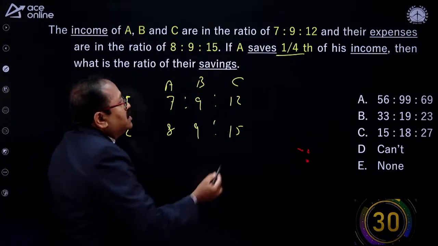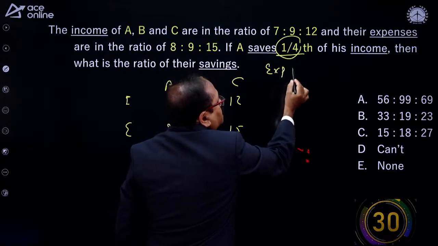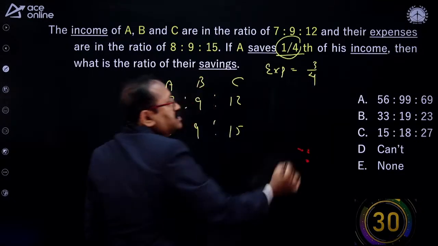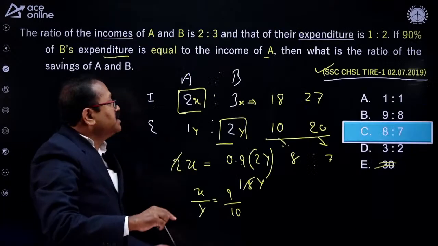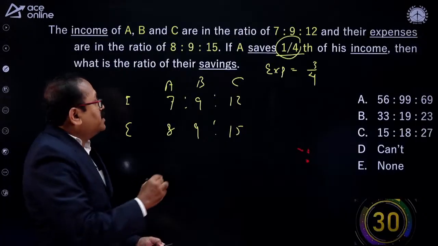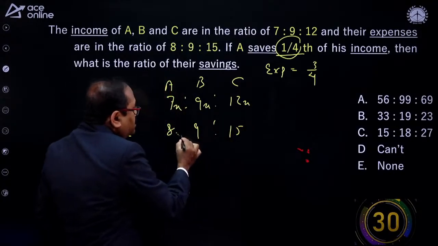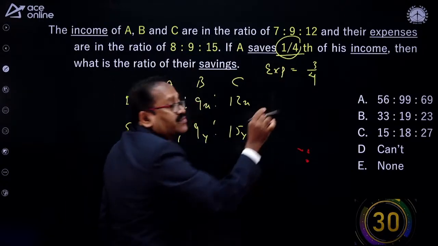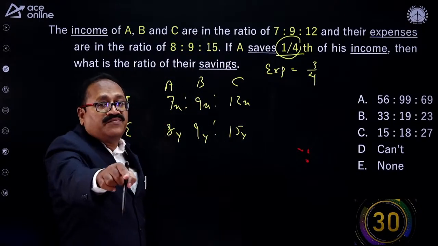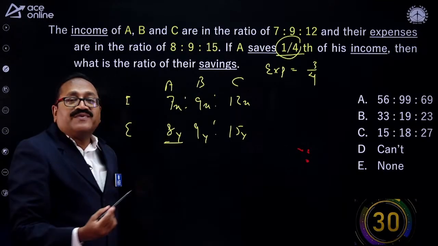Please consider that if he saves 1/4, that means his expenditure will be 3/4 of his income. So again we are coming to the same previous type of question where we will get the x value here, that 7x, 9x and 12x, and this is y and y and y. A saves 1/4, but that means spending is 3/4. So by using this form, I will get the ratio of x to y.